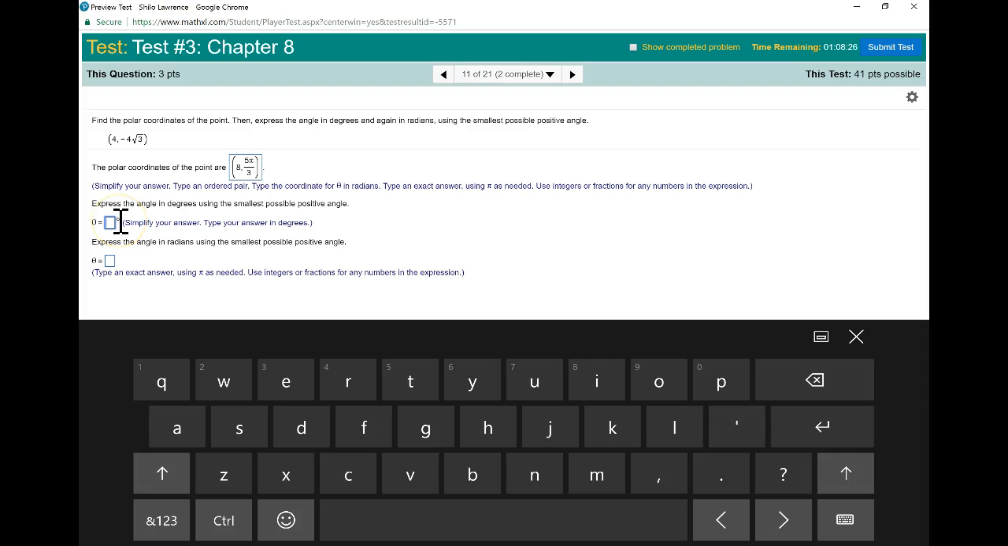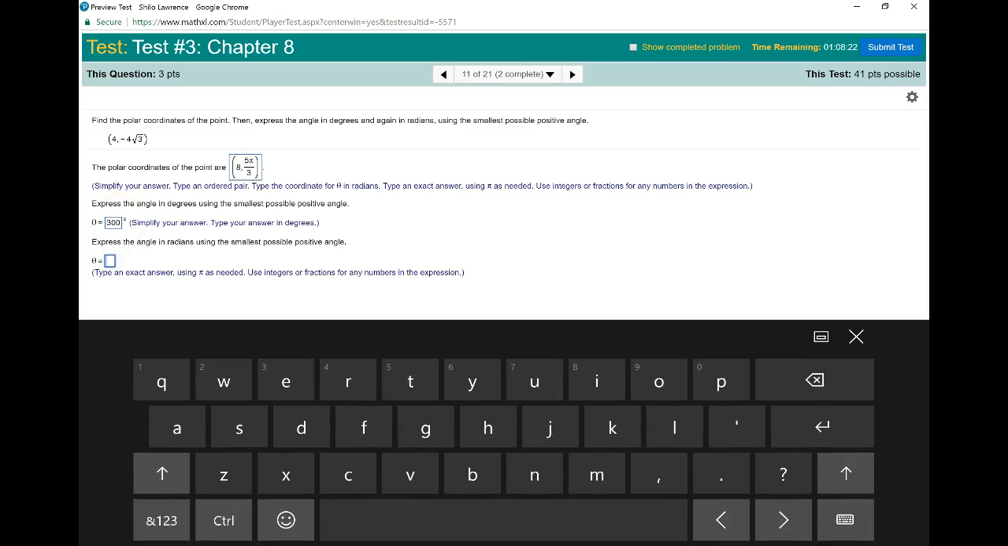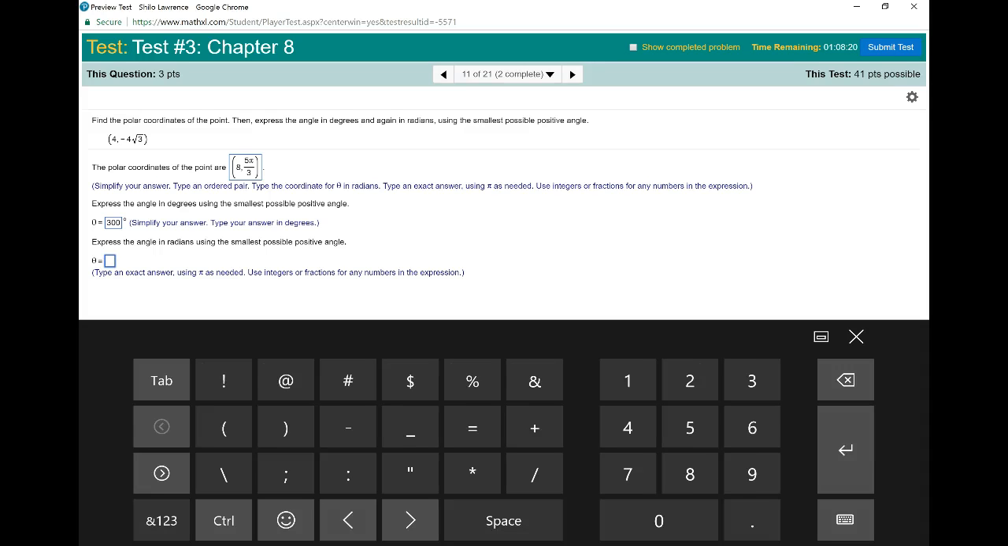And now it wants it in degrees, and we said 300. And now it wants it in radians. We've already done it. It just wants us to separate it out. We know it's 5 pi over 3.